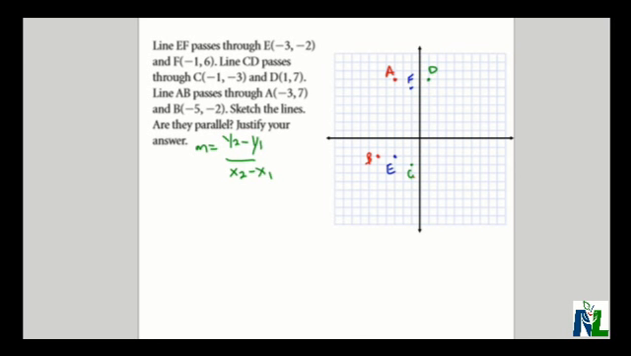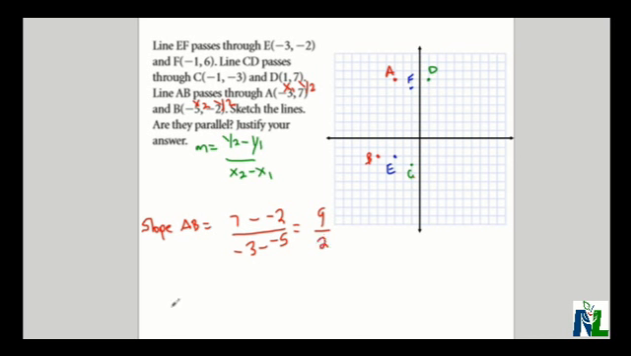Let's start with AB, the slope of AB. I'm going to call A x1, y1, and B x2, y2. And that would give us 7 subtract a negative 2 over negative 3 subtract negative 5. And of course, subtracting a negative is the same thing as adding, so 7 plus 2, which is 9 over 2. That gives us a positive slope. That looks right.